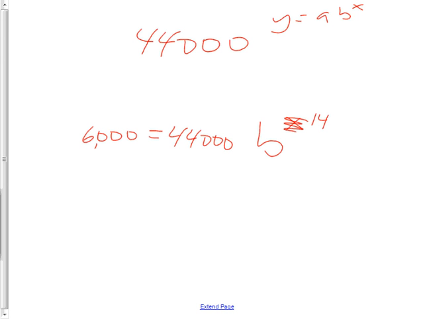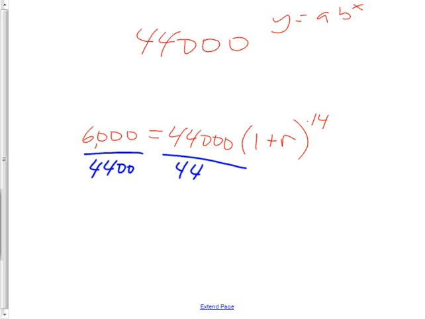And then the b, I would recommend you change that into a, what do you think? 1 plus r. Or 1 minus r would be just fine. All right. Then you divide by 44,000. And I'll see if you can take it from there. I'd like you to turn your answer my way so I can see it billboarded. All right, thank you.